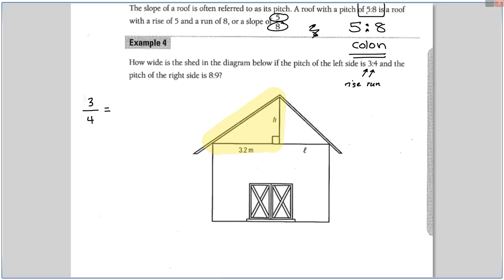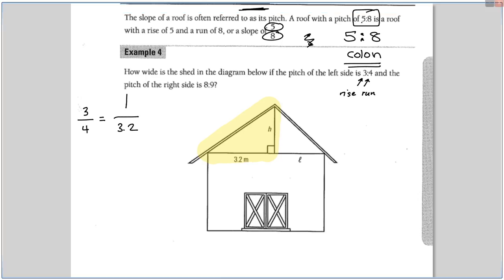That 3.2 and that H, 3.2 would go in the bottom of the next ratio. Why does it go in the bottom? Because it's the run and because you guys are all geniuses. H goes there. You cross multiply.